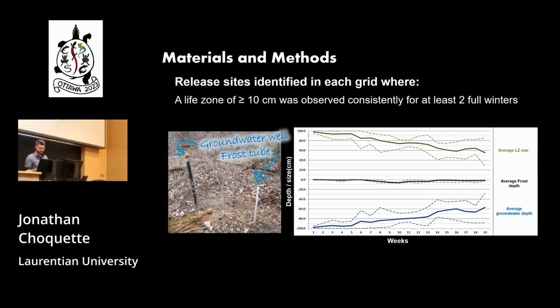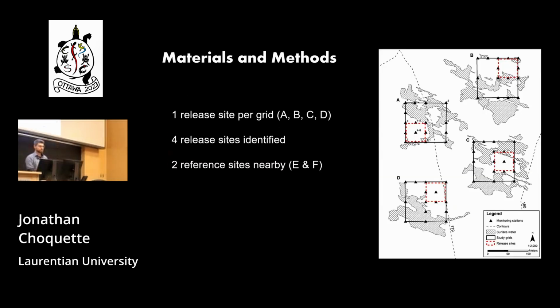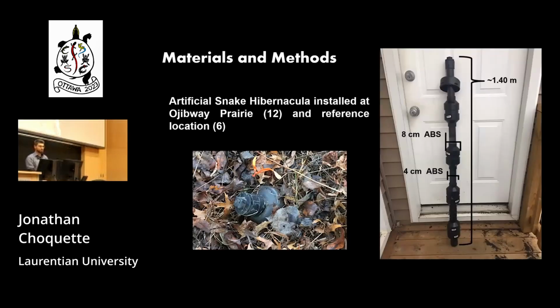So for example, the monitoring station in this particular figure had a minimum life zone of 28 centimeters during sampling. So we identified a release site in each grid, so that's 4 release sites in total. We also established 2 reference sites at a nearby location that was still occupied by Massasaugas. And then we installed 3 artificial hibernacula per site. So in total, we had 12 artificial hibernacula at Ojibwe Prairie and 6 at the reference location.